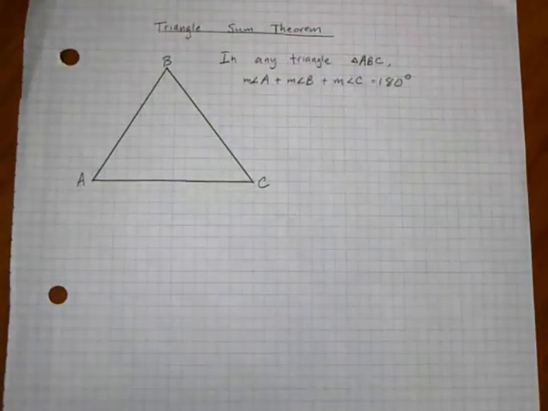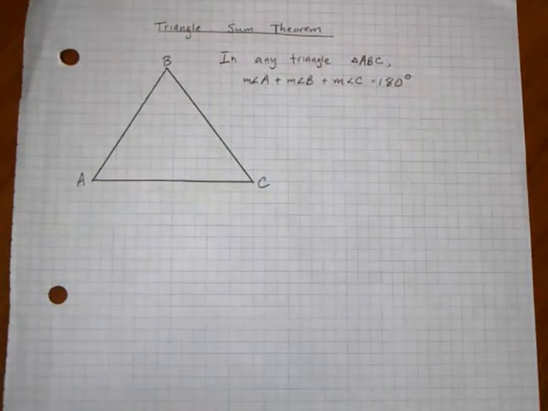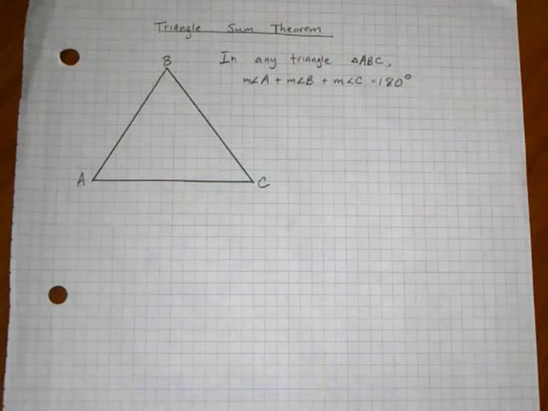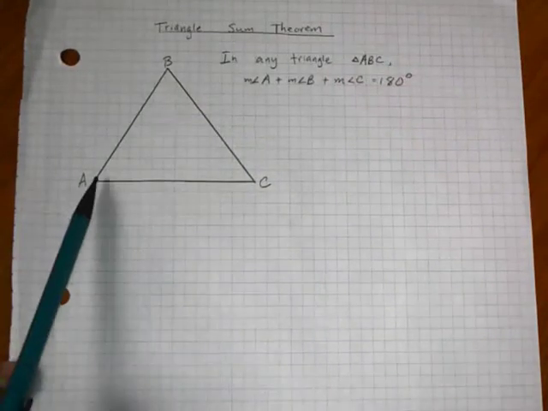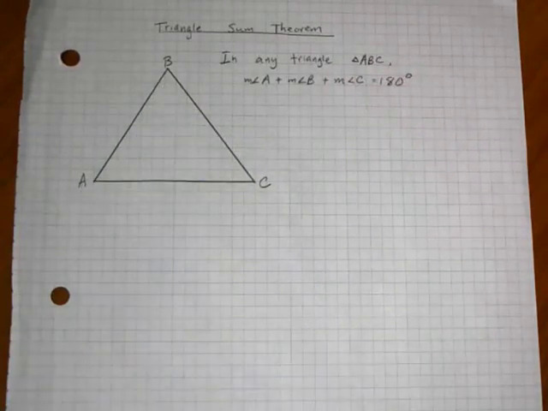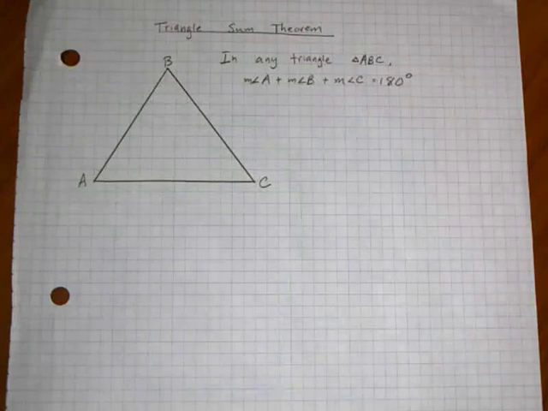Okay, so now we're going to prove the triangle sum theorem. This is one of the basic theorems of geometry that's used in a lot of geometry classes, but it's not always proved. It says that if you have a triangle and you take the measure of each angle A, B, and C, and add them up, you always get 180 degrees. And that's what I've written here.